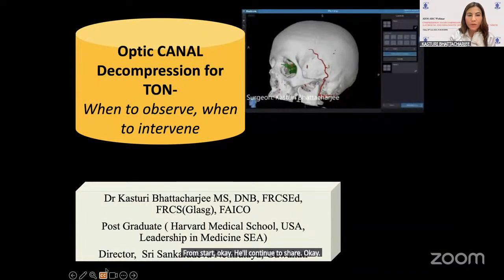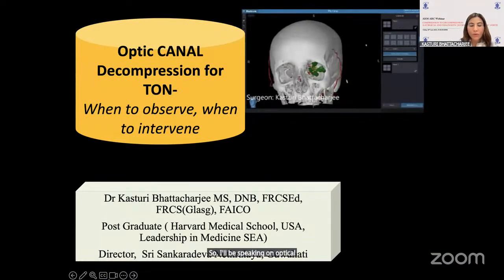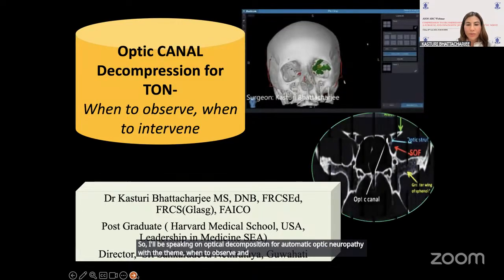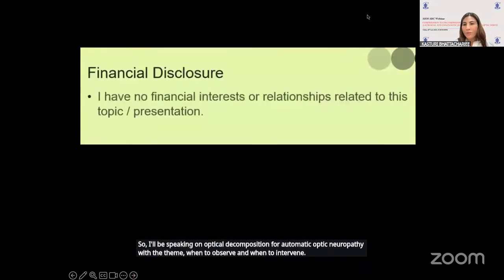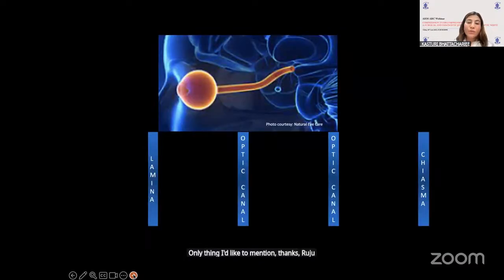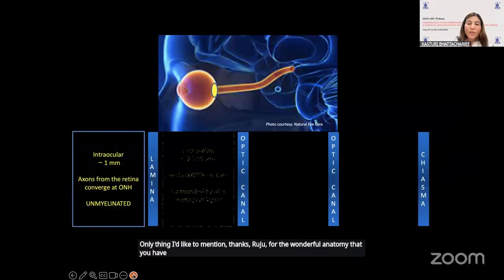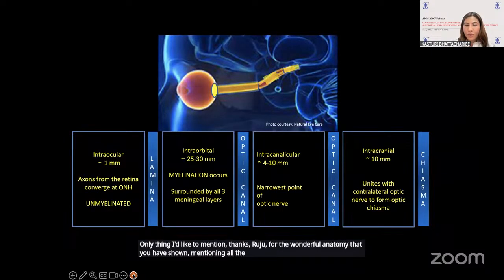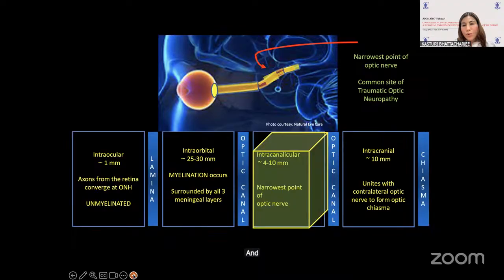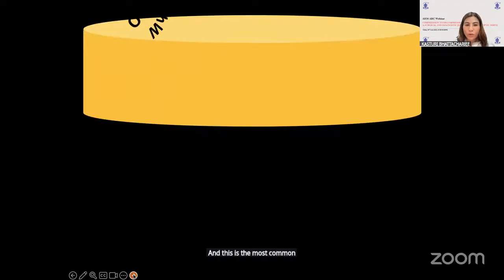So I'll be speaking on optic canal decompression for traumatic optic neuropathy, with the theme of when to observe and when to intervene. I have no financial disclosures in this presentation. Thanks, Ruju, for the wonderful anatomy that you showed, mentioning all 4 parts of the optic nerve. What I want to insist on today is that the narrowest part of the optic nerve is the intracanalicular portion, and this is the most common site for traumatic optic neuropathy.